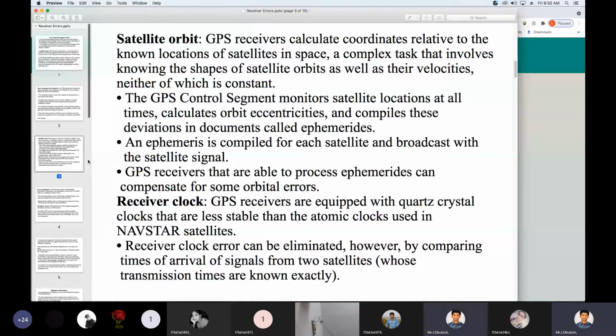Coming to the receiver clock, GPS receivers are equipped with quartz crystal clocks that are less stable than the atomic clocks used in Navstar satellites. This receiver clock error can be eliminated, however, by comparing times of arrival of signals from two satellites whose transmission times are known exactly.